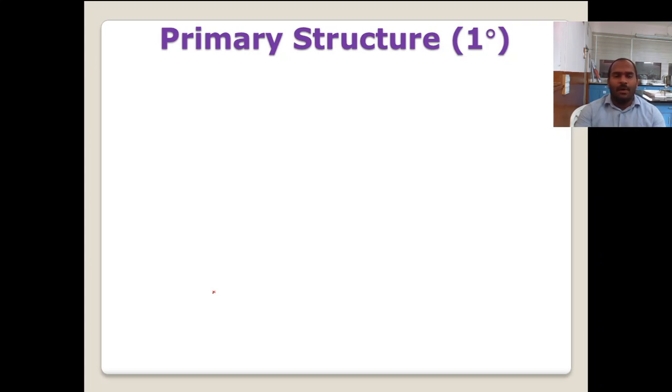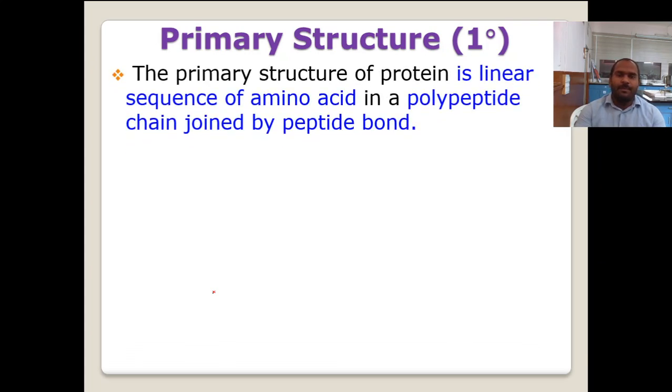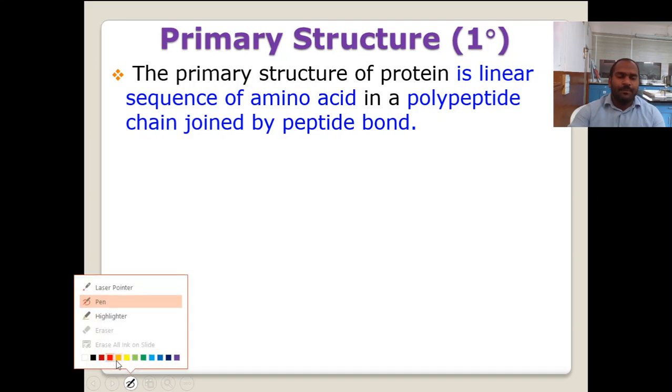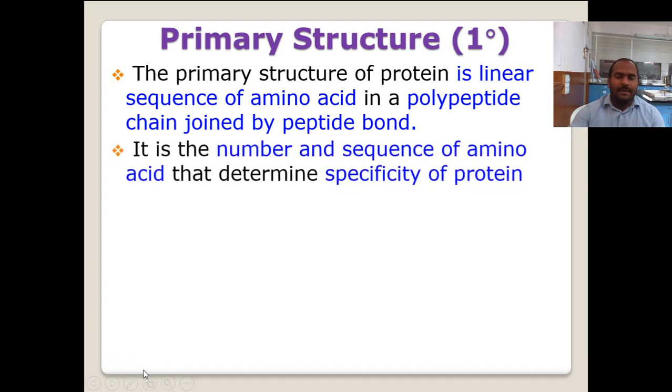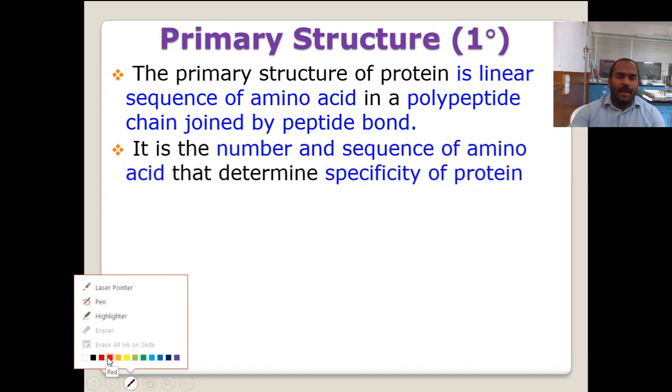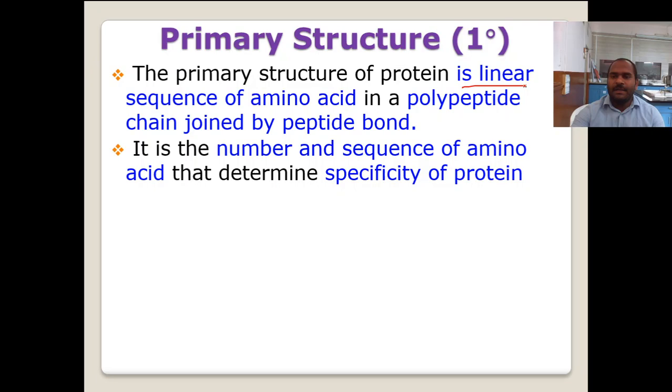Primary structural level, or primary structure, of the protein. The primary structure of the protein is a linear sequence of amino acids in a polypeptide chain joined by a peptide bond. So here we are considering a linear sequence of amino acids in a polypeptide chain, which are joined by the peptide bond. This peptide bond formation we have already discussed.